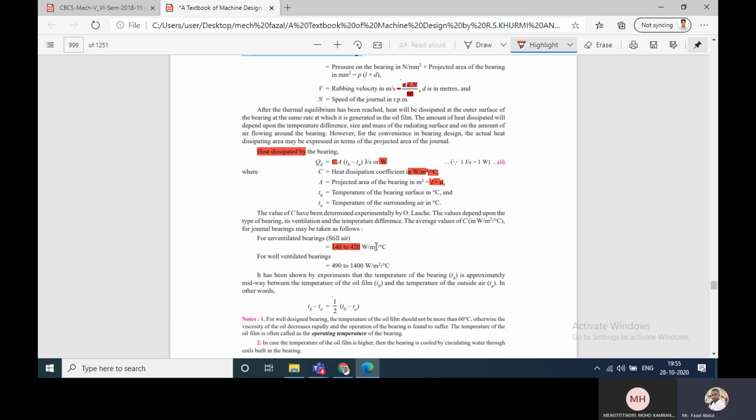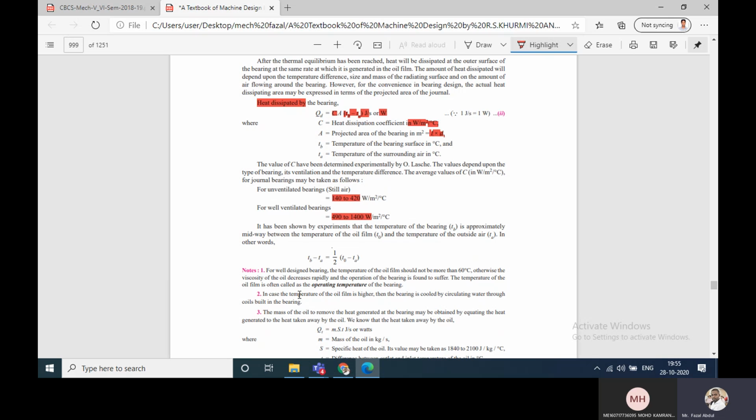For well ventilated bearings, where we can find ventilation, the value is 492 to 4800. Now the relation is TB minus TA is equal to 1 by 2 T naught minus TA. Okay, so this is the relation.